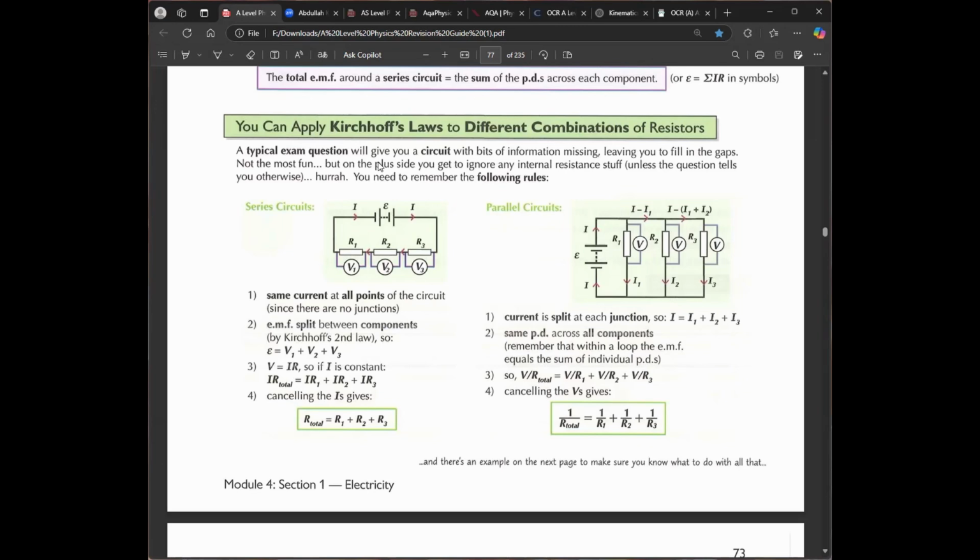So the charge, just 1 second. Okay, never mind. Yeah, that's fine. That's completely fine.